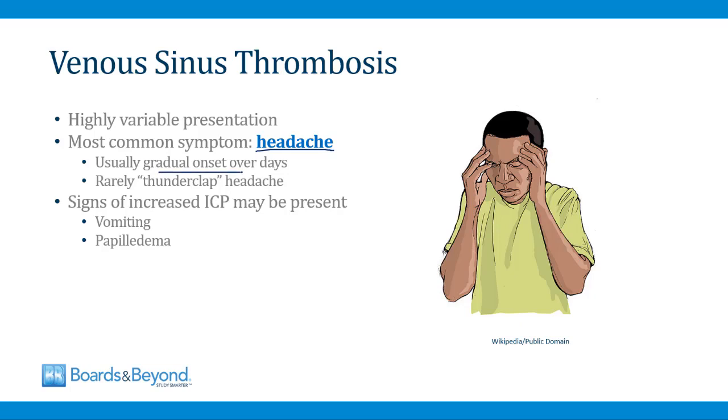Very rarely it can be a sudden onset thunderclap headache, the type that is usually seen with subarachnoid hemorrhage. And venous sinus thrombosis can potentially raise the intracranial pressure, so you can see signs of increased ICP, including vomiting and papilledema. And I talk about elevated intracranial pressure in another video in detail.